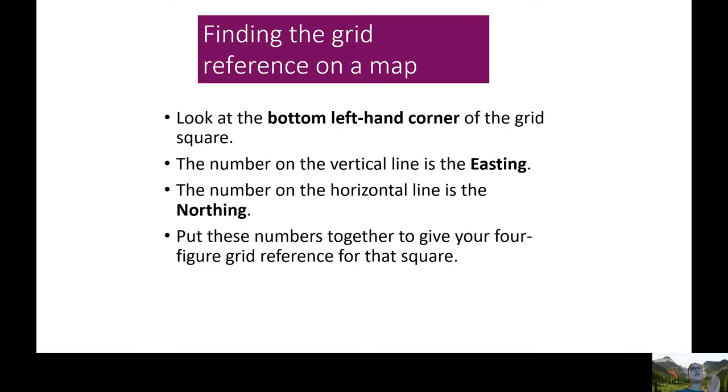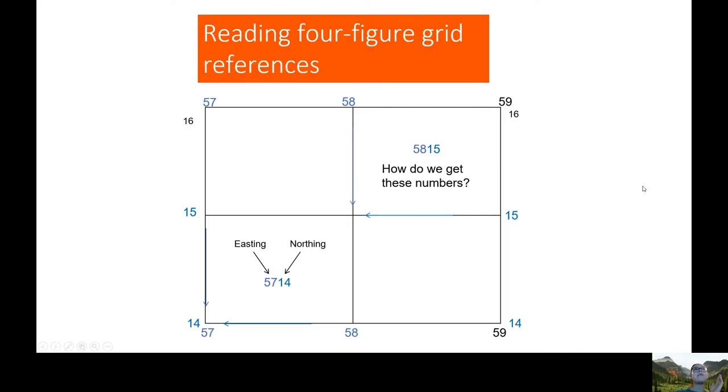Look at the bottom left-hand corner of the grid square. The number on the vertical line is the easting and the number on the horizontal line is the northing. Put these numbers together to give you the four-figure grid reference for that square.